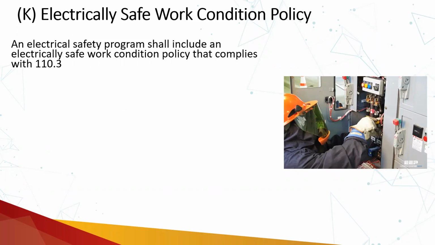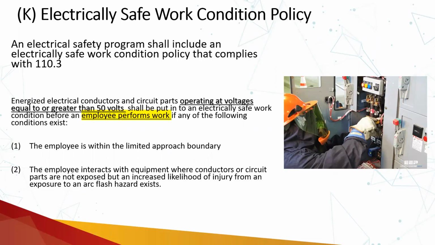K talks about the electrical safe work condition policy. An electrical safety program shall include an electrically safe work condition policy that complies with article 110.3. In article 110.3, we talk about when you have to establish an electrically safe work condition. It says that whenever an employee is working at a voltage level equal to or greater than 50 volts, we have to establish an electrically safe work condition for those employees who will be performing a job within the limited approach boundary. Or when the employee interacts with equipment where conductors or circuit parts are not exposed, but there is an increased likelihood of exposure to an arc flash hazard when operating those things, then again we have to establish an electrically safe work condition. So part K says that you have to put your electrically safe work condition policy as a part of your electrical safety program.